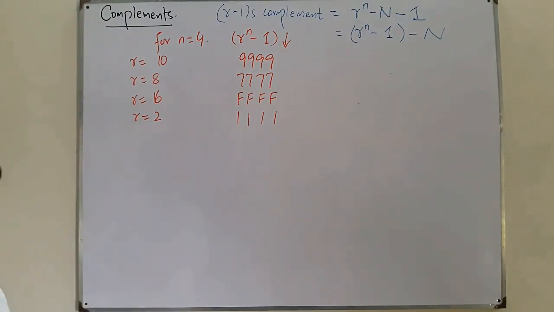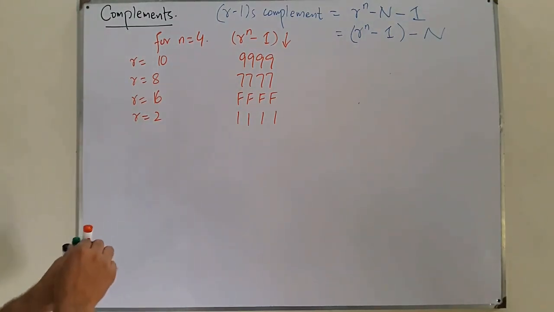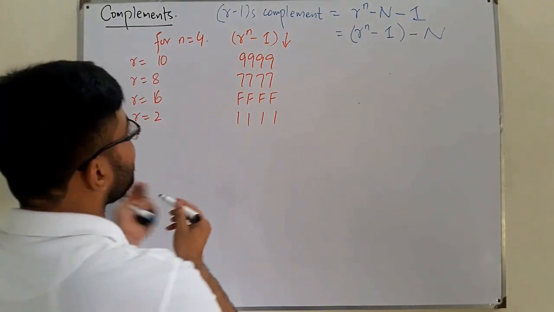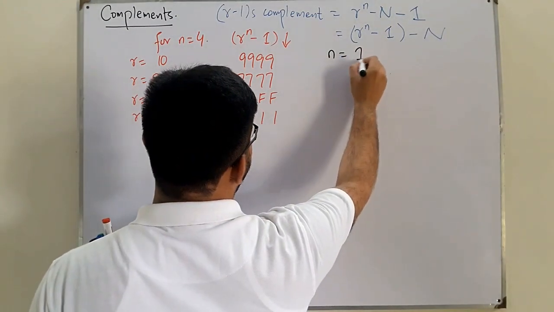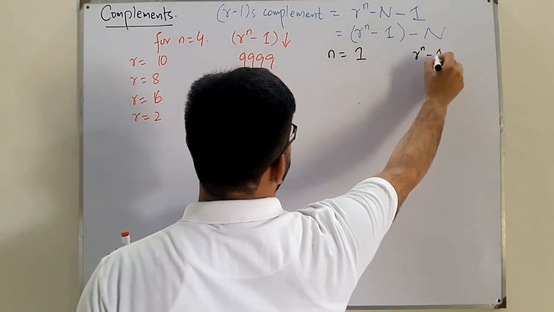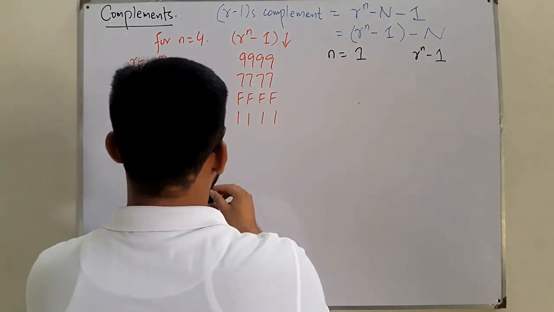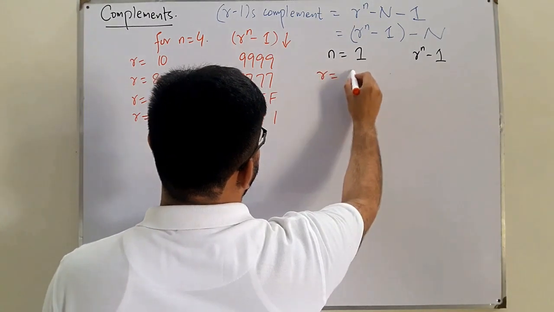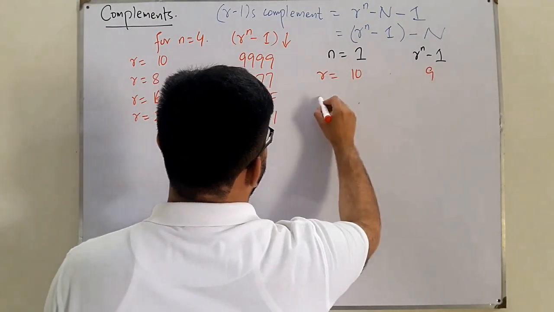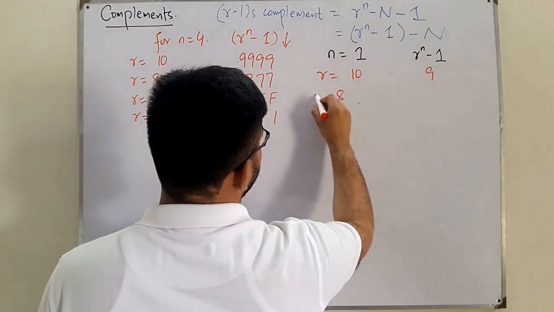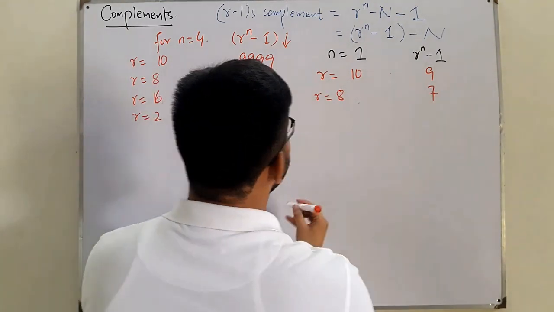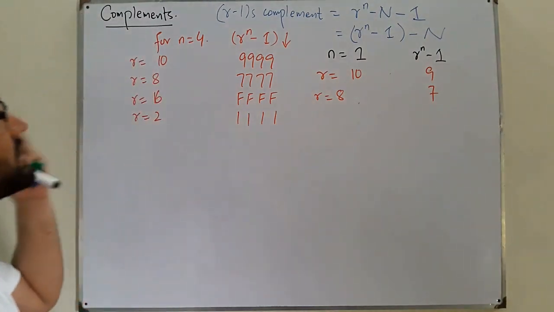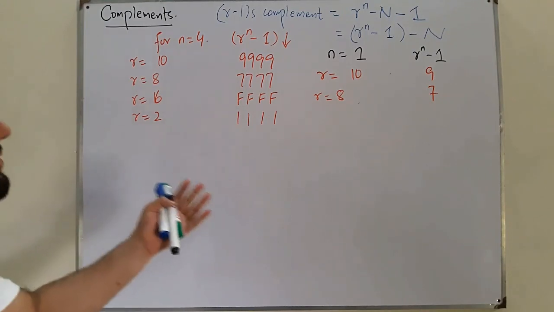For n equal to 5, let's say we check, or if we start from the very basics, if n is equal to 1, R to the power n minus 1 would be what? 10 to the power 1 minus 1 is a single 9. Base is 10, so this would be 9. If base is 8, this would be 7. And similarly, if n is equal to 2, you have 2 digits; n is equal to 3, you have 3 digits; n is 4, you have 4 digits.